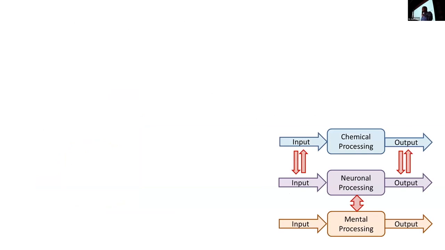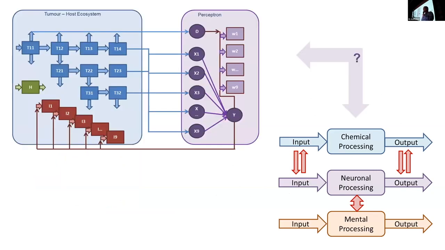So the idea behind this is that information processing not only occurs in the neuronal system by nervous cells, but also may take place by a chemical system. Translated to the model, we have in blue the tumor host ecosystem with different tumor subclones. Here we have 9 of them. Then we have in green the host tissue cells, and in red we have the immune effector cells.